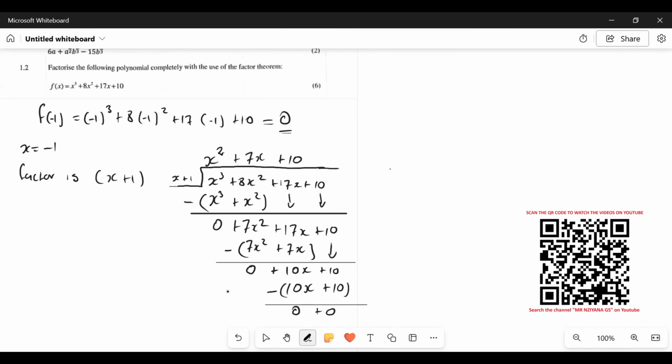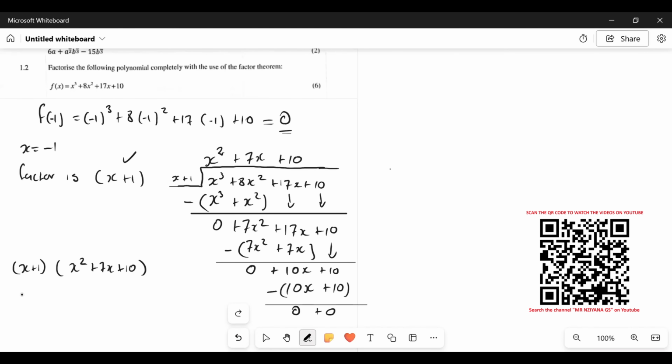Right? So remember, they say we must factorize this. So we're going to write x plus 1. Remember, x plus 1 is this one here. And then multiply by x squared plus 7x plus 10. This is the one here on top, guys. This is the one on top that we just got as we're doing the long division there.